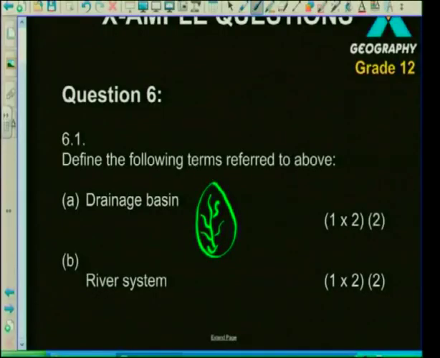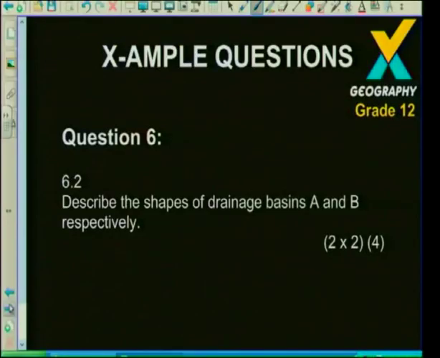Then they want for 6.1b a definition of a river system, okay? And what the river system essentially is our main river and its tributaries. So the river system is found within the drainage basin. So if you are specifically going to go into more detail, the river system refers to the main river and its tributaries. Right. Describe the shapes of the drainage basins A and B respectively.